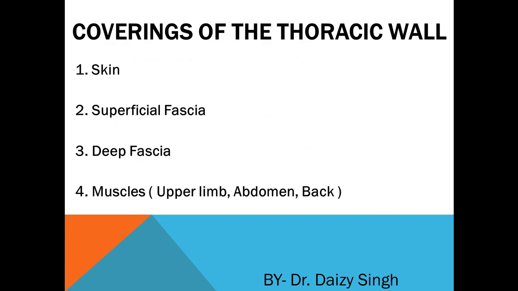Now we come to the main thing, that is the coverings of the thoracic wall. The thoracic wall is covered from external to internal, or from outside to inside. In order we should always explain. The outermost structure is the skin, below the skin is the superficial fascia, then the deep fascia, and then you have the muscles. The muscles are of the upper limb also, abdomen also and the back also.